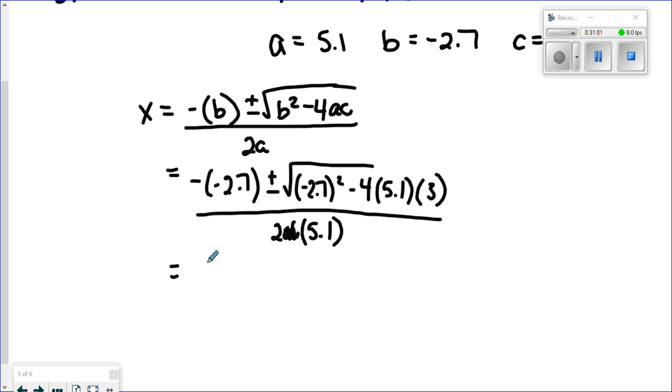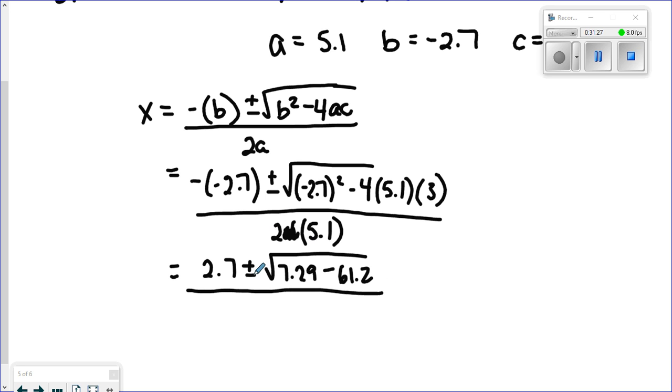So starting to clean up, if I'm subtracting a negative, so 2.7 plus or minus the square root of negative 2.7 squared, which is 7.29, subtract 4 times 5.1 times 3, which gets me 61.2. Again, negative, positive, positive, divided by 2 times 5.1, which is 10.2.